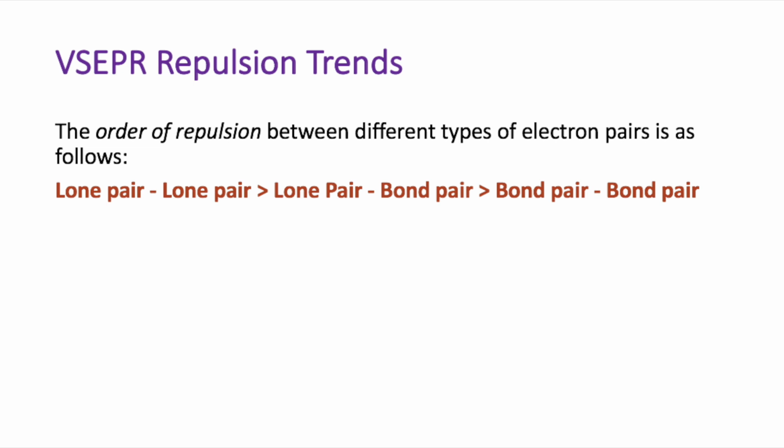Let's go over the repulsion trends I mentioned earlier. There are two types of valence shell electron pairs, bond pairs and lone pairs. Bond pairs are shared by two atoms and are attracted by two nuclei. Hence, they occupy less space and cause less repulsion. Lone pairs are not involved in bond formation and are in attraction with only one nucleus. Hence, they occupy more space and cause more repulsion. The order of repulsion between different types of electron pairs is as follows: lone pair-lone pair, then lone pair-bond pair, then bond pair-bond pair.